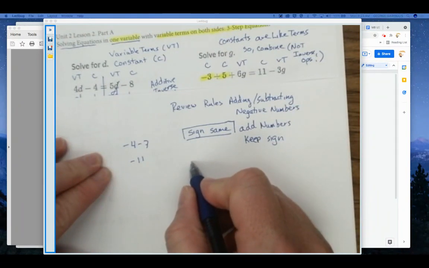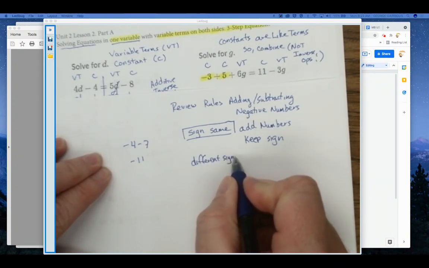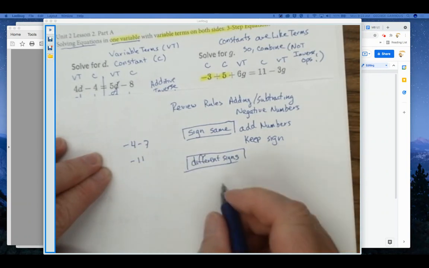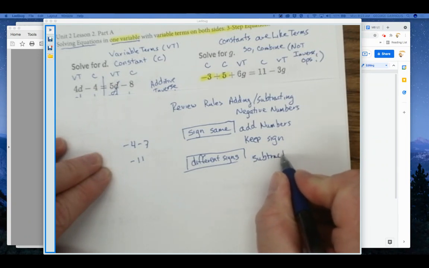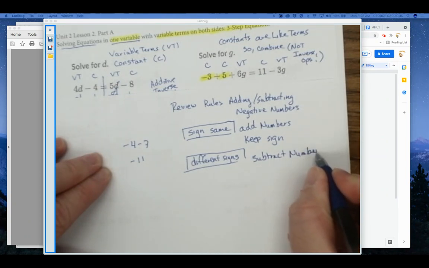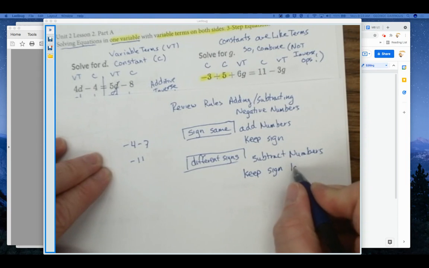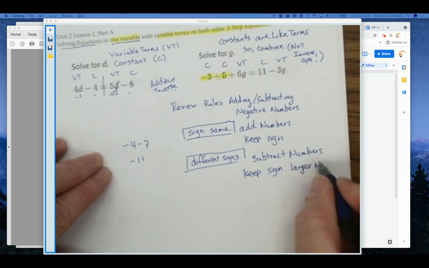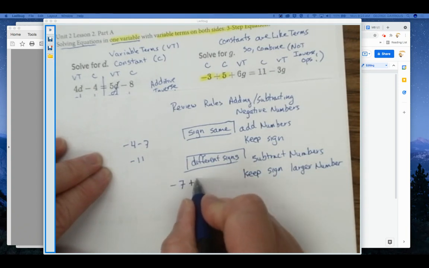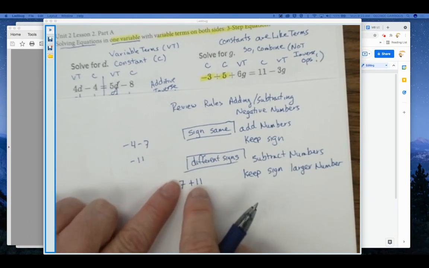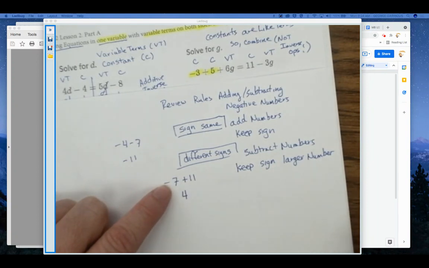Okay, opposite signs are different signs. Super easy also. That is, you subtract the numbers and keep the sign of the larger number. So if I had a negative 7 plus 11, I'm going to subtract those. 11 minus 7 is 4, and see how this is larger? The larger number is 11, so that's positive 4.